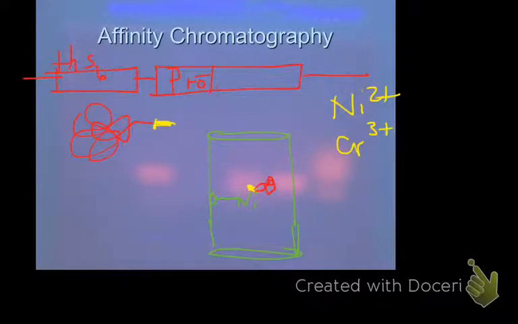But then you have to get it off. And so once again, here you're wanting to find something that will compete. And you don't want to use salt. Because first of all, it's difficult to get it off with salt. Secondly, if you had to go to such high concentrations, it could actually denature your protein. So what could you compete a HIS tag off with? If it's histidine that's binding to it, then you're going to compete it with more histidine.